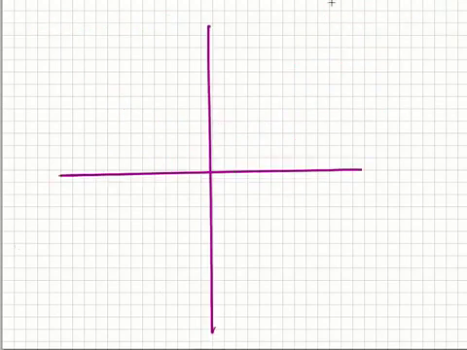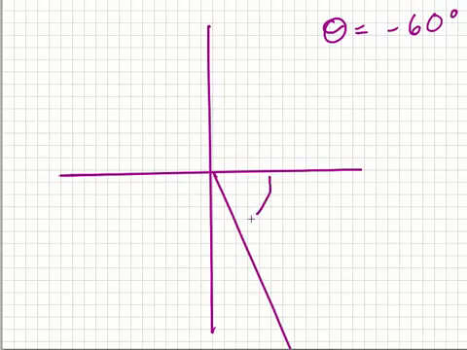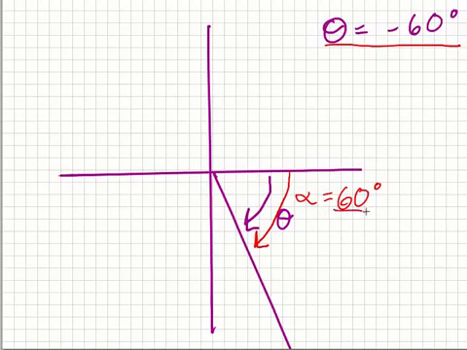Let's look at some other angles and see if we can find their reference angles. What if we have a theta of negative 60 degrees? Something like this. That's theta. What would our reference angle be? Well, the angle between the positive x-axis and theta, that's still 60 degrees. However, since we're going to make this be an acute angle, we're going to call it positive 60. The actual angle is negative 60, but the reference angle is positive 60.